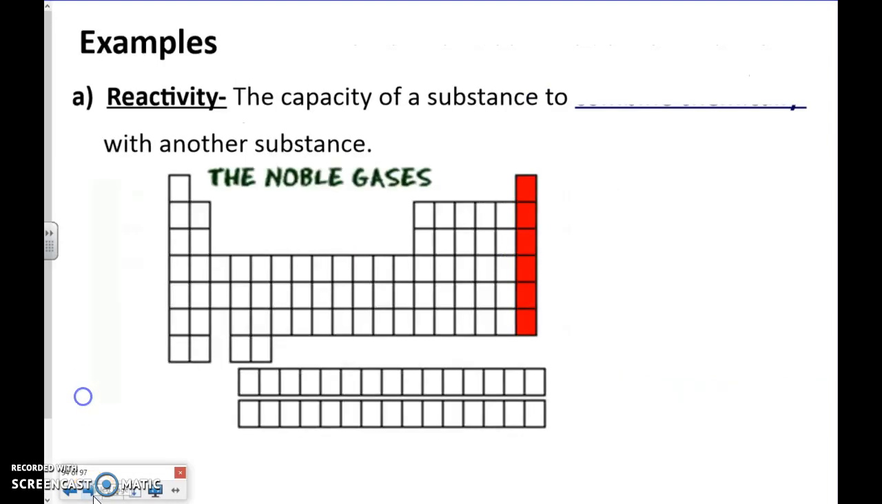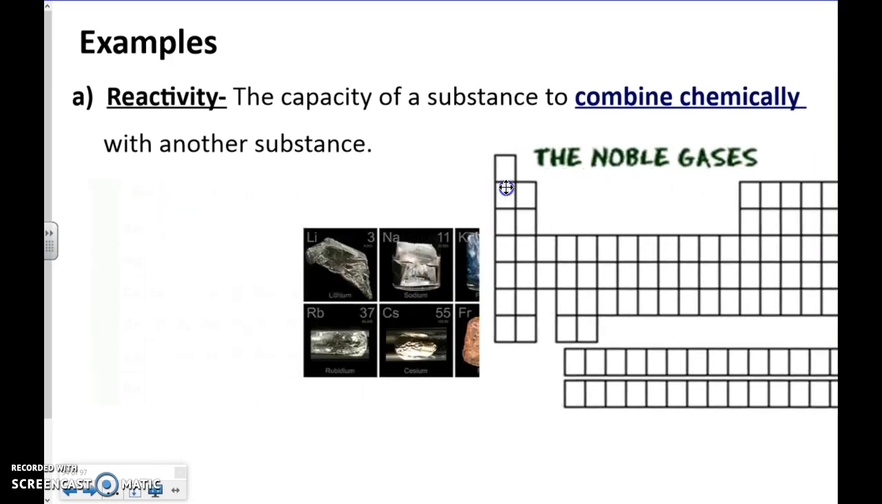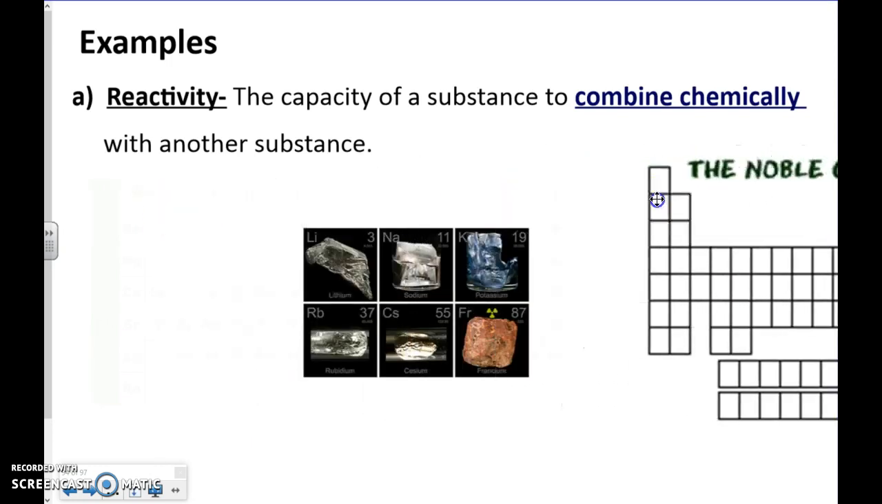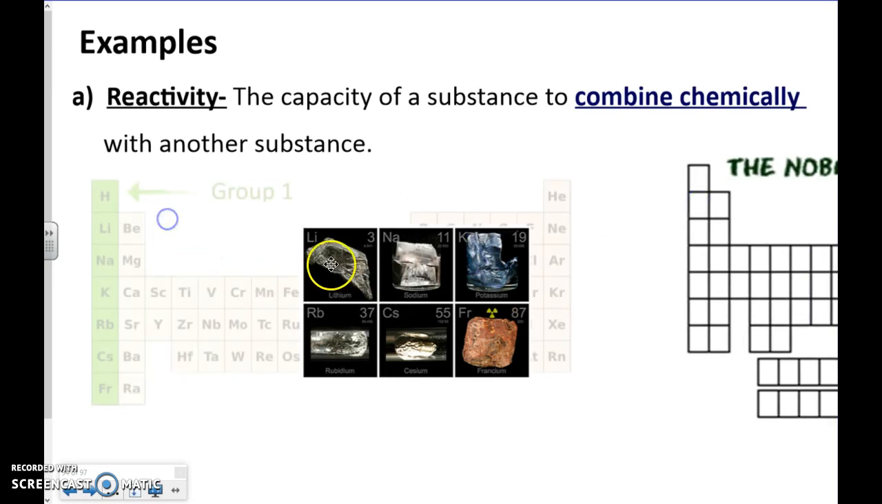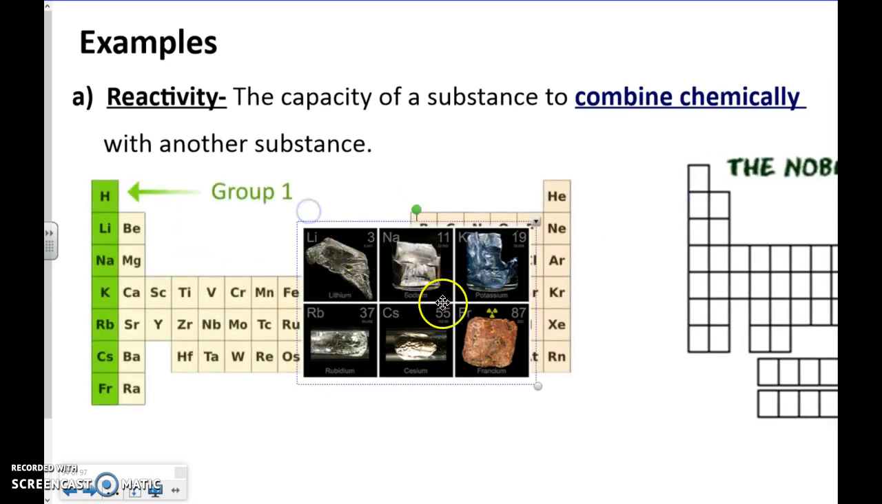A couple of examples that we have for chemical properties. First is obviously going to be reactivity. Reactivity means the substance's ability to combine chemically with another substance. We have talked about noble gases already. They are significant because they're non-reactive at all. So that's part of their properties there. No reactivity. Another one would be the group 1 elements that you see here.